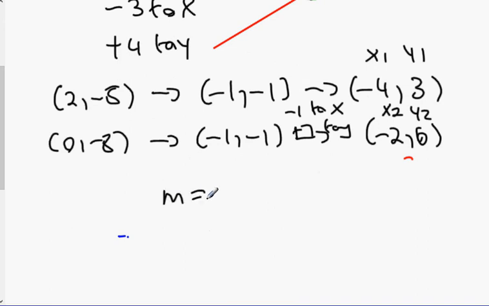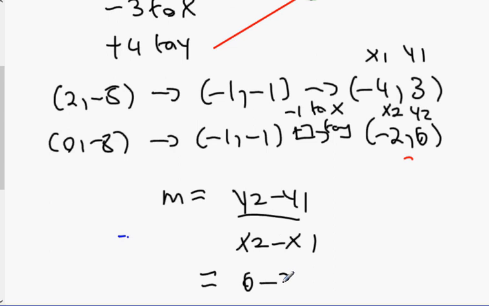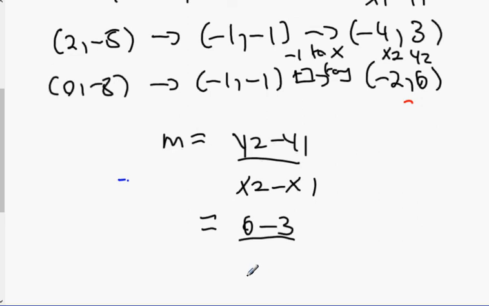So we're going to get the slope of the new line, and the slope of the new line is y2 minus y1 over x2 minus x1. And what we're going to get here is 6 minus 3 divided by minus 2 minus minus 4. And that is going to be 3 over 2. Slope is maintained. Okay, so the slope is maintained. So this means that if it happens once, it should probably happen the rest of the time.